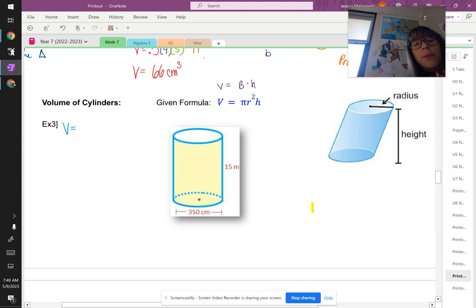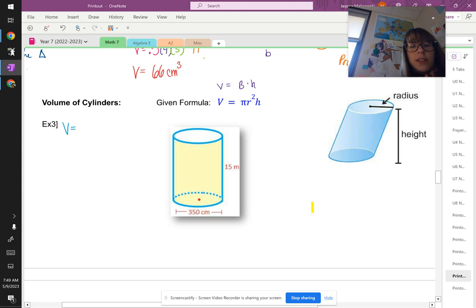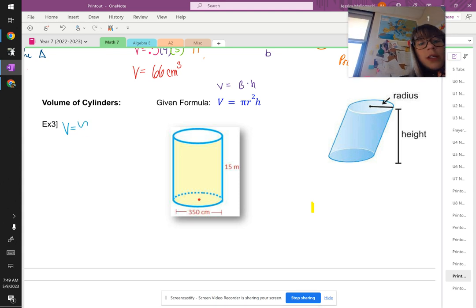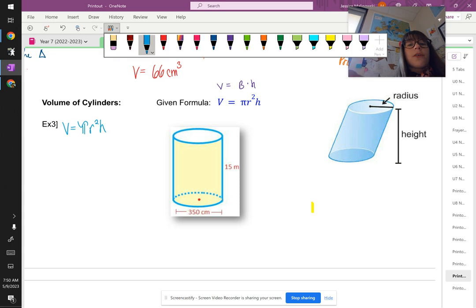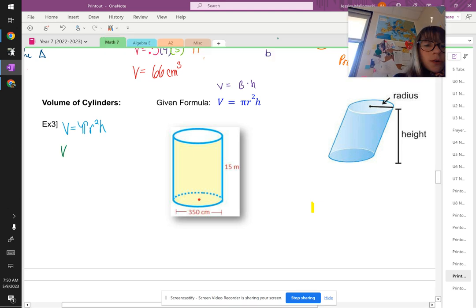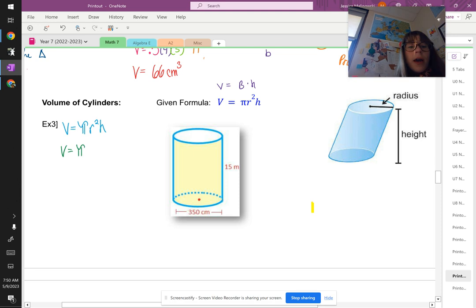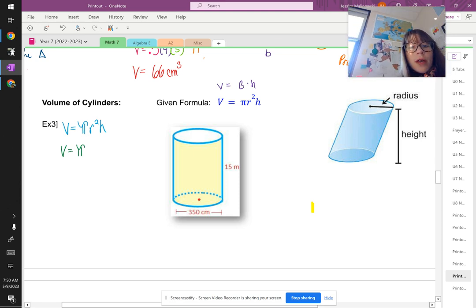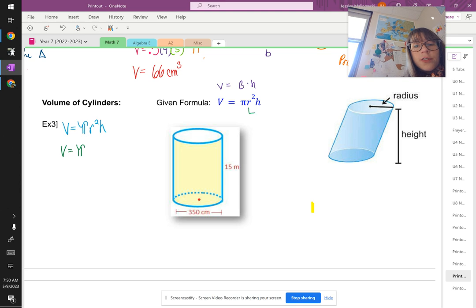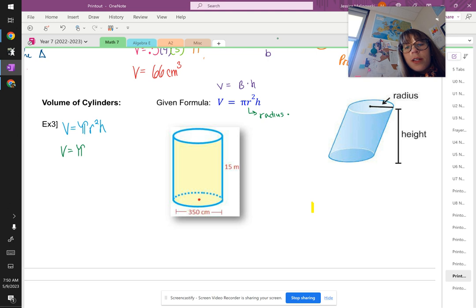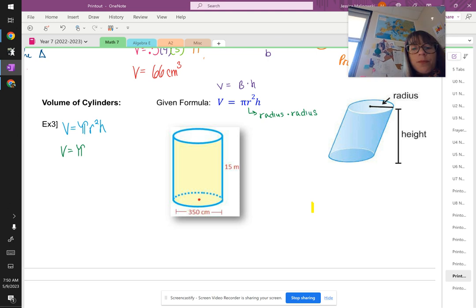So, example number 3. I'm again identifying that this is a cylinder, and the first thing I'm doing is writing down the formula. You will be losing credit if you are not writing down that original formula. Pi is obviously going to stay pi because that's just a number. My radius, remember that r stands for radius, and when we're squaring the radius, that means we're multiplying the radius times the radius.